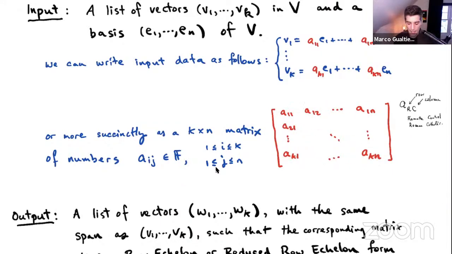So there are k rows and n columns in this matrix. The point here is that the data of this matrix of numbers, this k by n grid of numbers, is the same data as simply giving this list of vectors. But in order to write it in this very explicit way, I need a basis. So I have a k by n matrix of numbers. Again, the first is the number of rows and then the number of columns. And so I have these numbers which are indexed by two numbers i and j. i ranges from 1 to k, j from 1 to n.